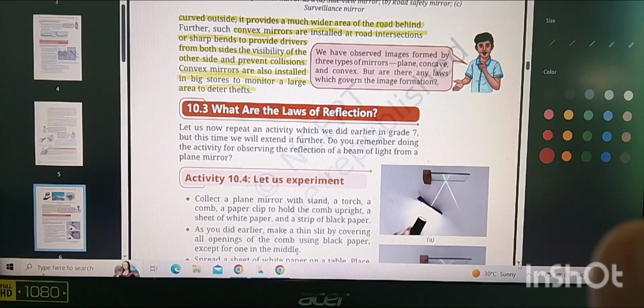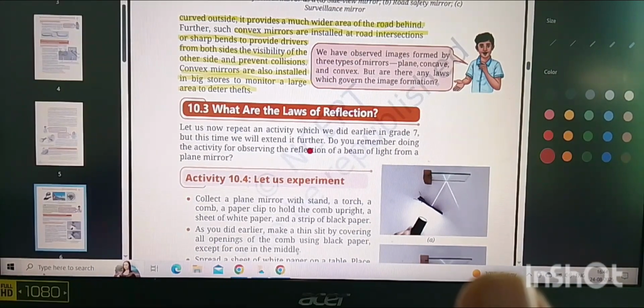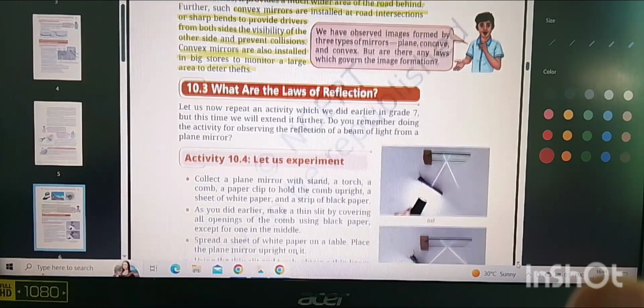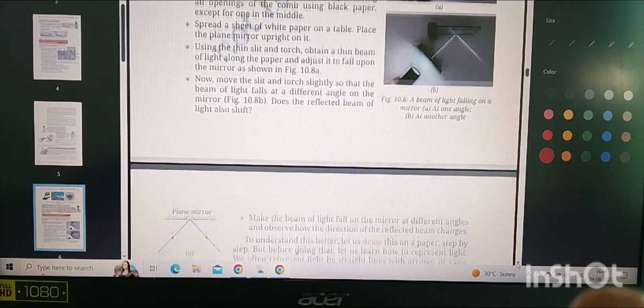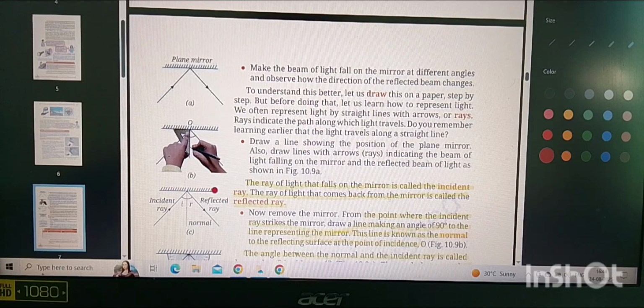Now we are going to learn the most important topic, the laws of reflection. This is a major question which comes in every exam, even in public exams or other exams. It is very important. For that, you have to draw this picture. Here you can see a plane mirror. This is the reflecting surface, and the other side, with these lines shown, is the non-reflecting surface, and a ray is incident. This is the incident ray. A ray of light that falls on the mirror is called the incident ray.